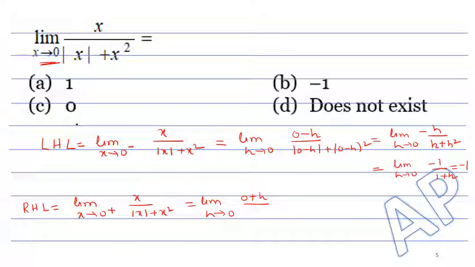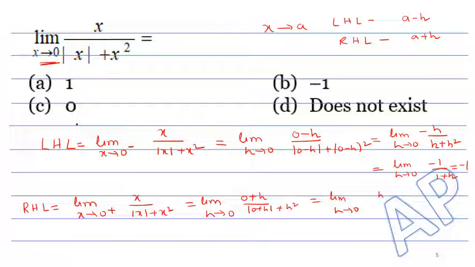If x is approaching, say, a, while evaluating the left hand limit, replace x by a minus h, and while evaluating the right hand limit, you have to replace x by a plus h. So I have 0 plus h here plus h square, that is 0 plus h square. I have limit as h tends to 0 of h by h plus h square.